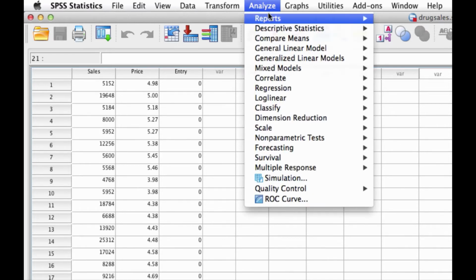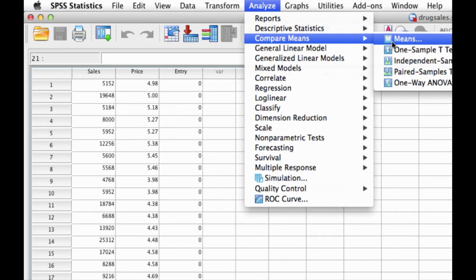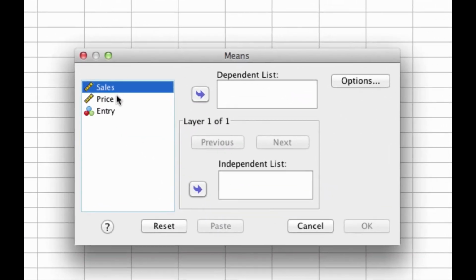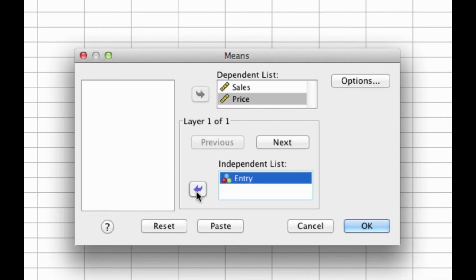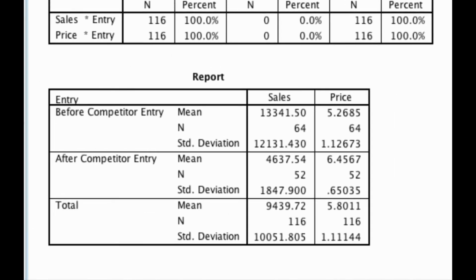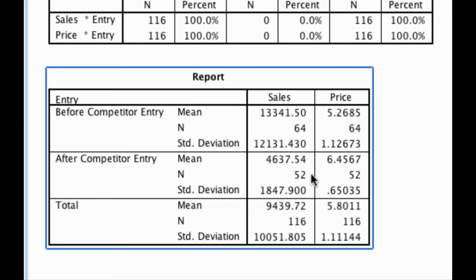So we can go to Analyze, Compare Means, and we can say we want to look for sales and price as a function of entry. In other words, tell me the mean price paid and the mean number of sales at each level of entry. And if we do that, what we see is that the average number of sales prior to competitor entry was about 13,000, and following competitor entry was only about 4,000 or 4,600. So it seems like there's a big drop, but again, we're just eyeballing at the moment. We're not doing any statistical tests.